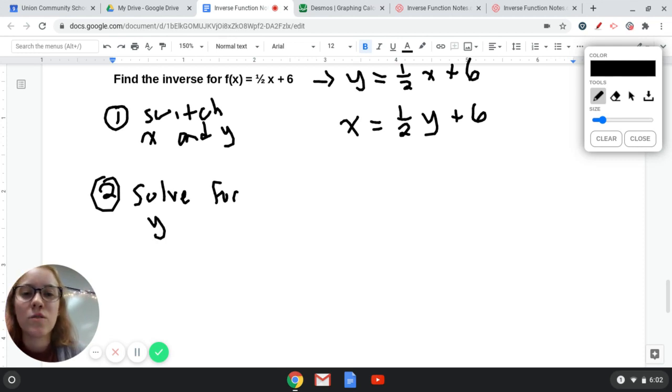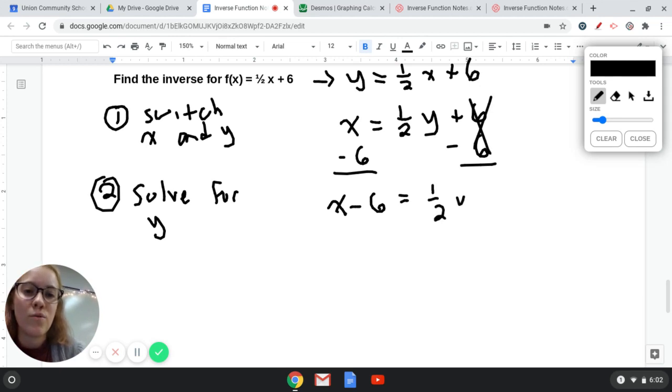Solve for y. So we need to get y all alone, get y all by itself. So to do that, first thing, we need to deal with this 6. So what's the inverse of addition? Subtraction. We need to subtract 6 from both sides. So on the left-hand side, we end up with x minus 6 equals, on the right-hand side, these 6's will cancel, and we will end up with 1/2 times y.